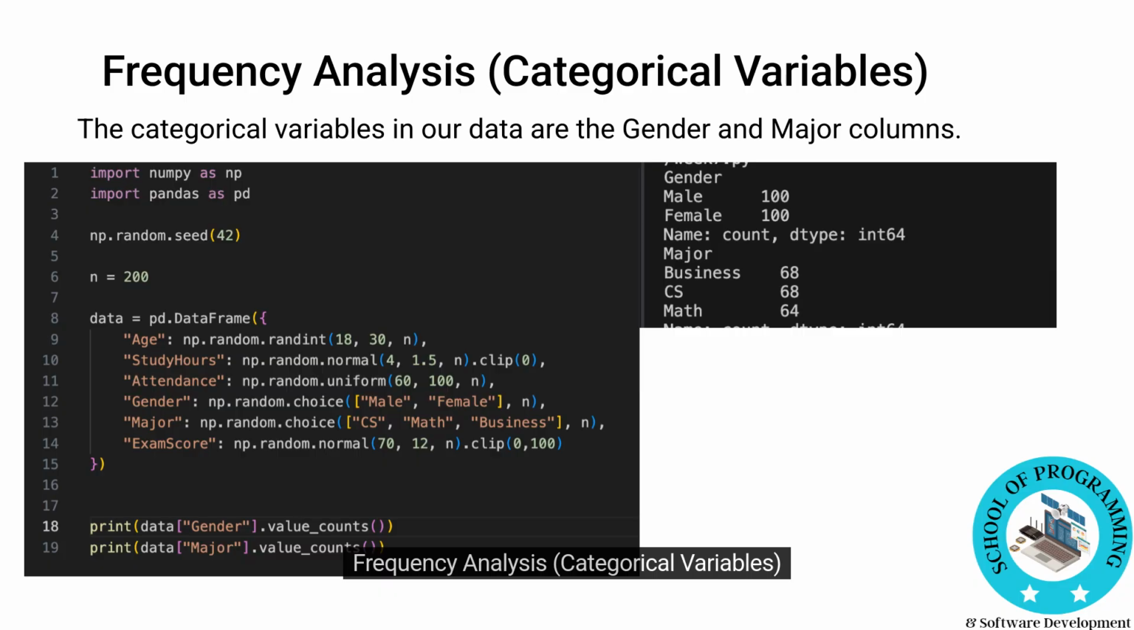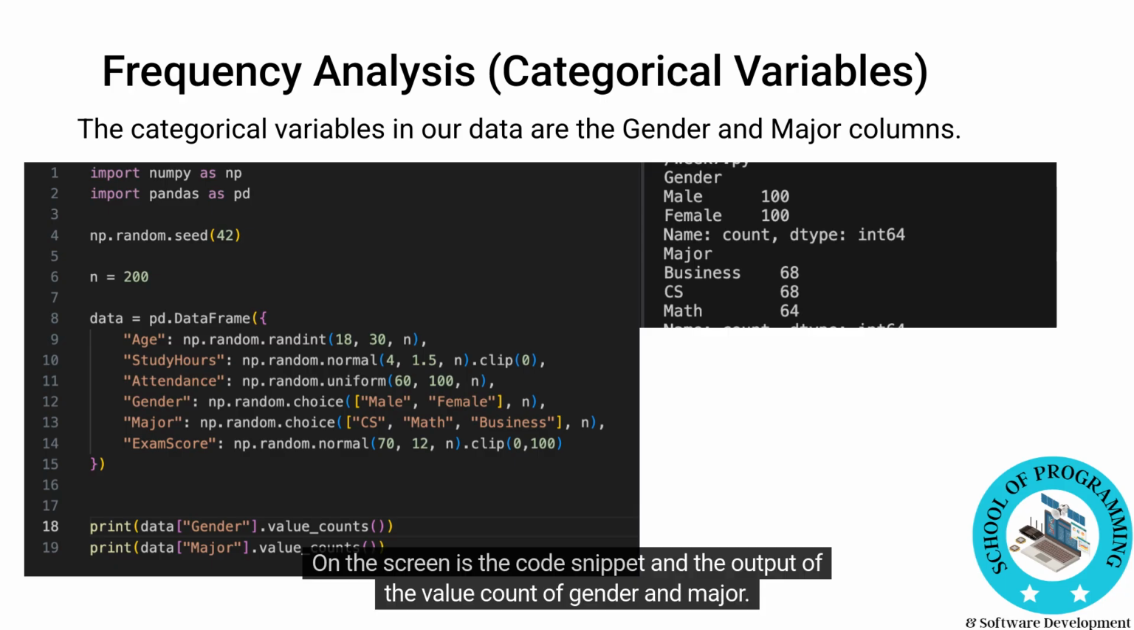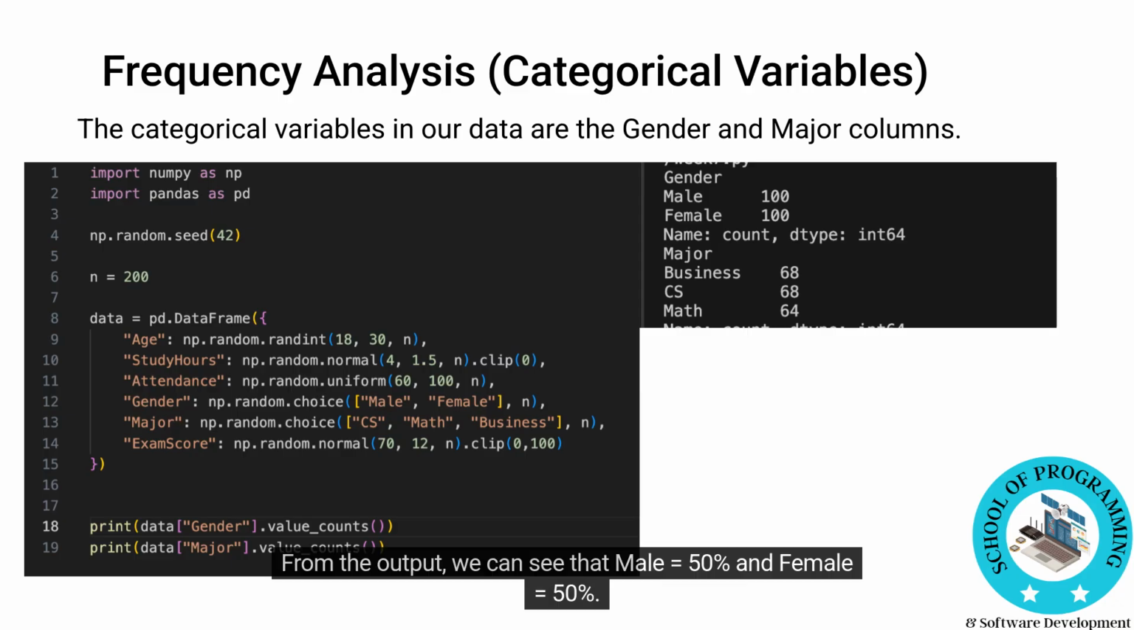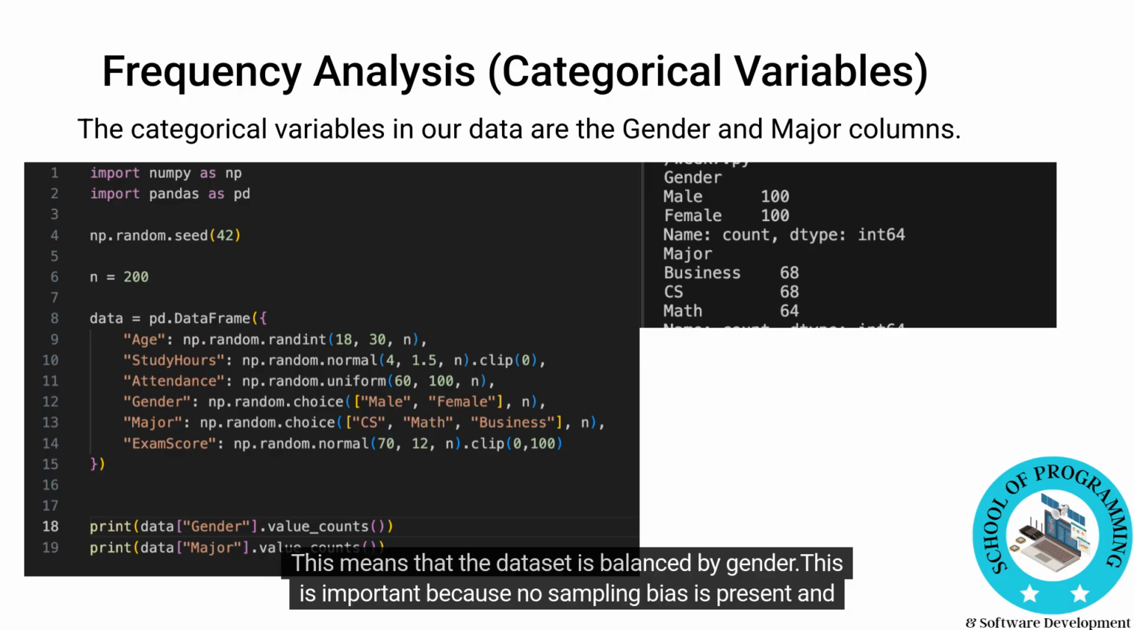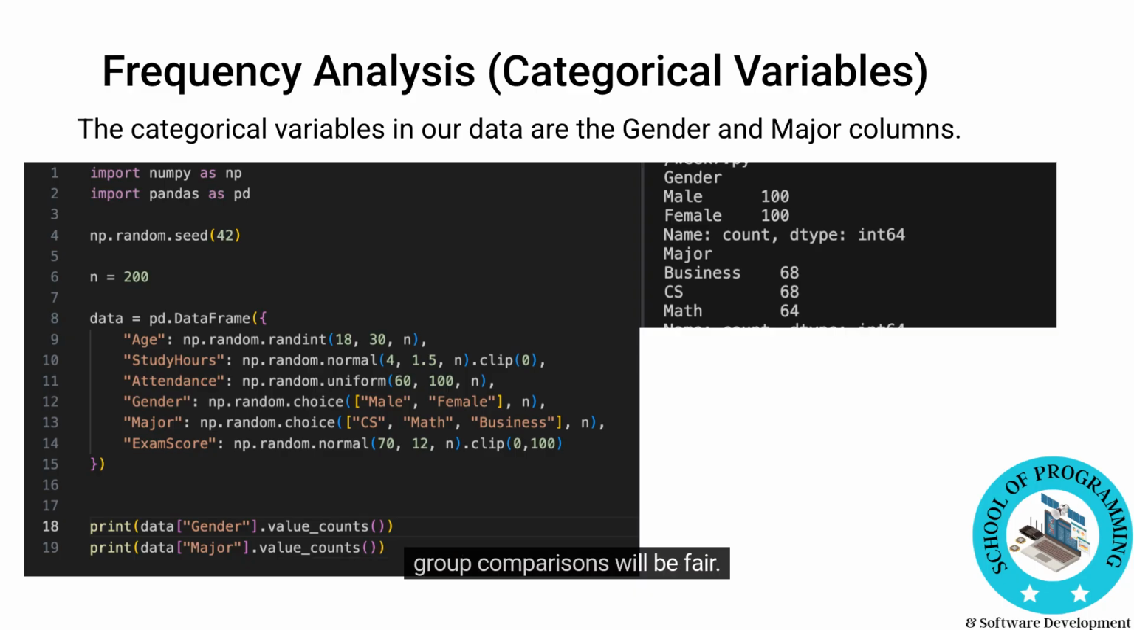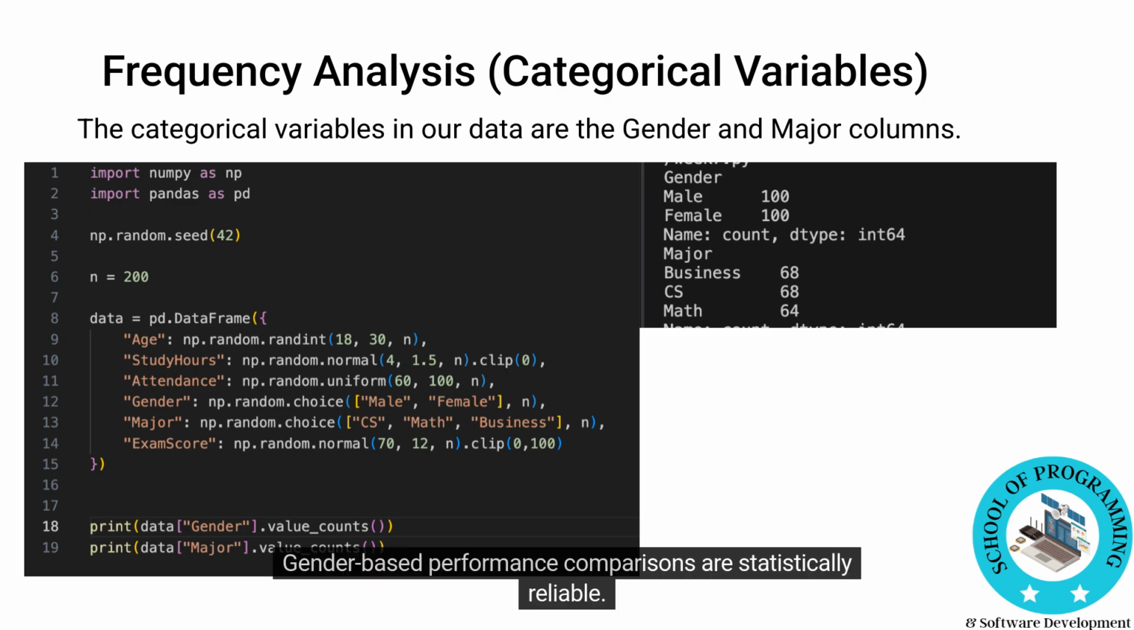Frequency analysis, categorical variables. Now we analyze gender and major. On the screen is the code snippet and the output of the value count of gender and major. From the output, we can see that male equals 50% and female equals 50%. This means that the dataset is balanced by gender. This is important because no sampling bias is present and group comparisons will be fair. Gender-based performance comparisons are statistically reliable.